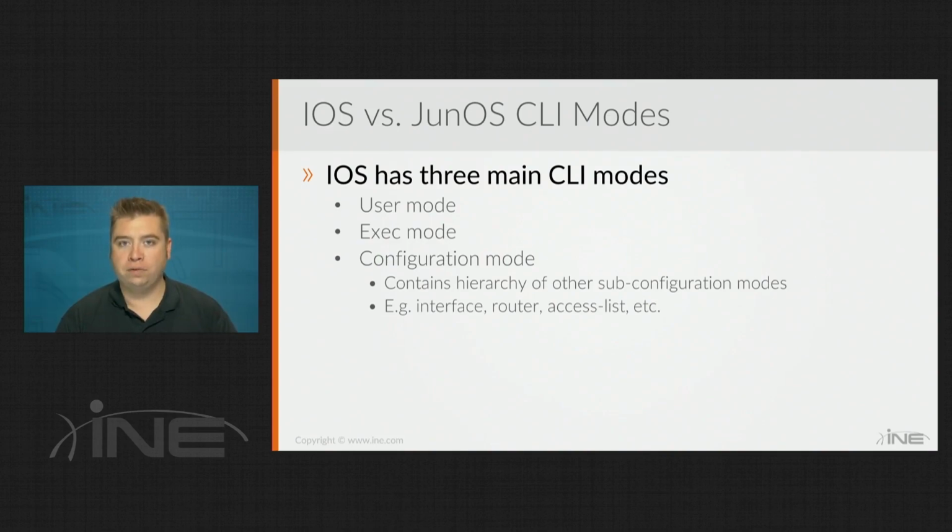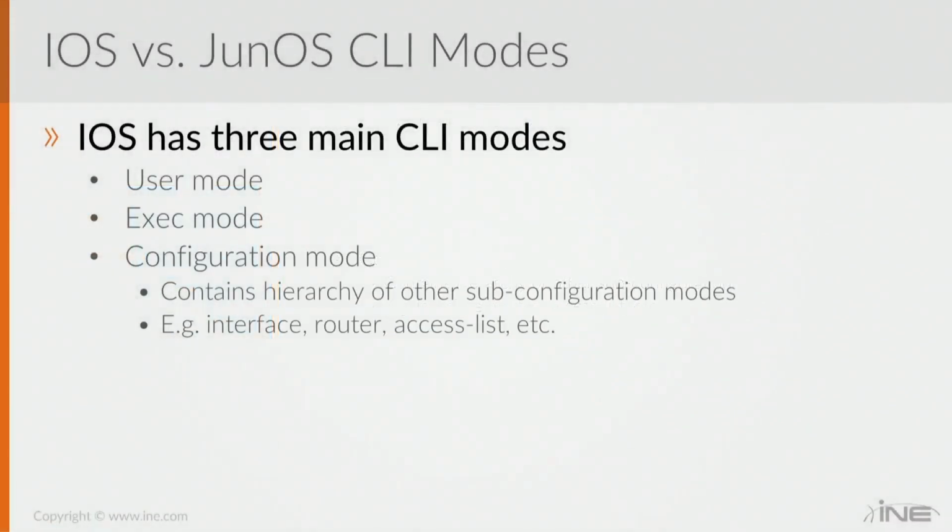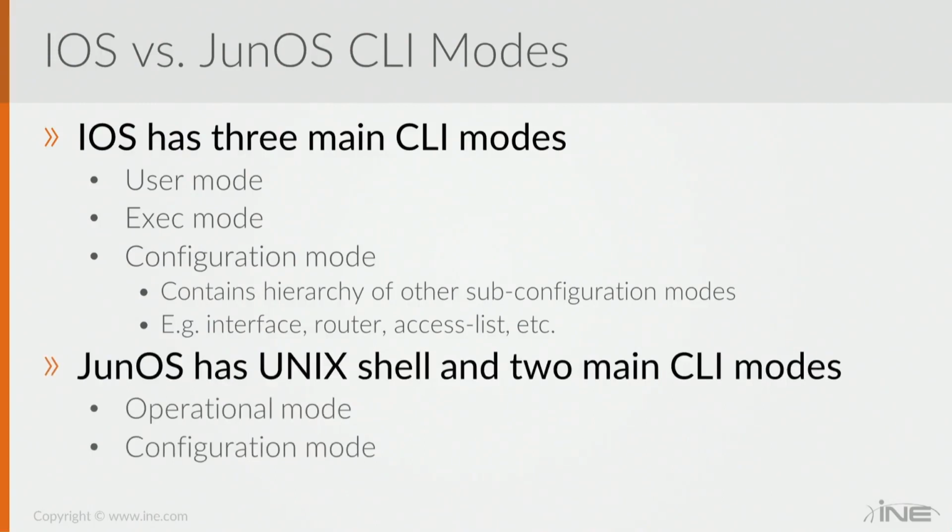Now, inside of global config, we also have the hierarchy of the rest of the configurations. We have global config, then we have interface subconfiguration, we have router subconfiguration. So we'll see as we compare IOS to JunOS, there is some hierarchy to both of them, to IOS and to JunOS, but generally JunOS has a stricter and a little bit cleaner hierarchy as we look at some of the final configurations. Now, as we compare this to JunOS, JunOS has a Unix shell, plus it has 2 main CLI modes as opposed to 3.